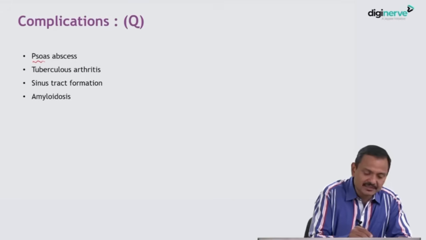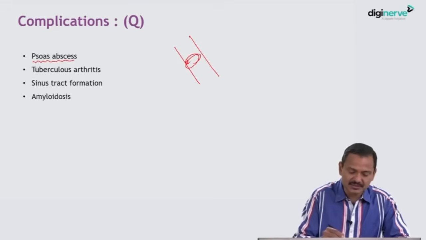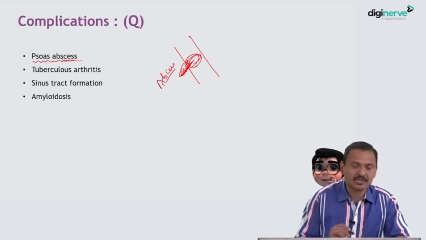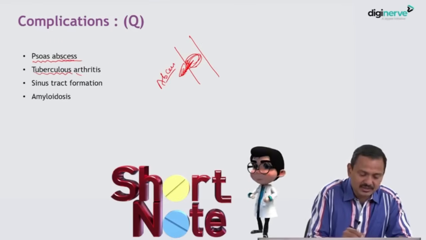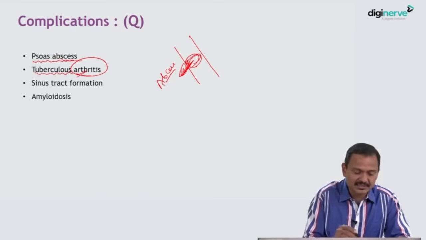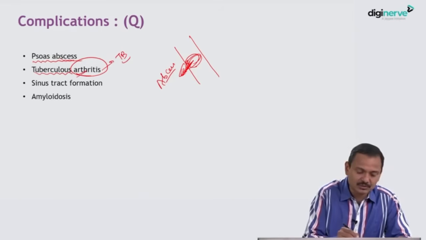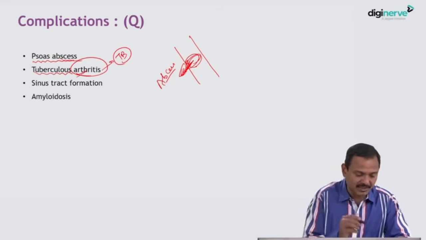Now the complications of tubercular spine is psoas abscess. So the spine is involved, and suppose this is the lesion, and this can rupture, and the abscess or the discharge can come into the soft tissue, that will lead to a psoas abscess. And it can go to a joint space causing arthritis. So inflammation of the joint is called arthritis. So TB can lead to tubercular arthritis in cases of TB spine or Pott spine.